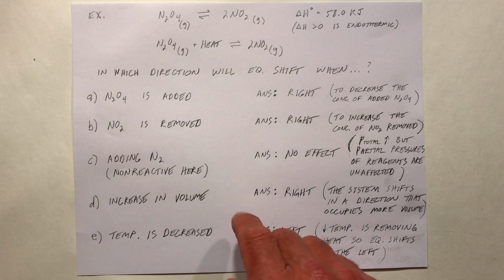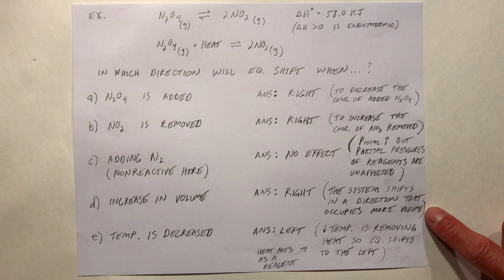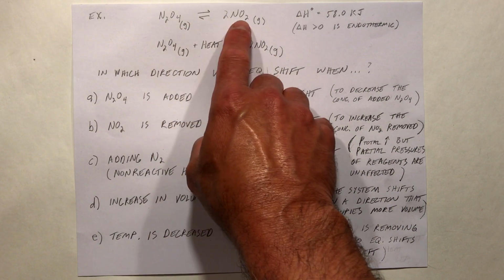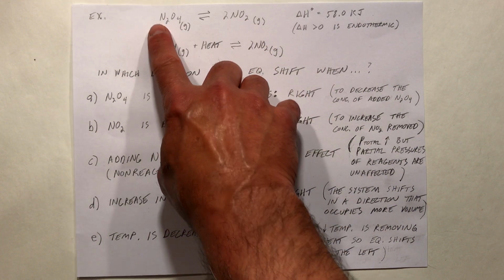Increasing the volume would shift the equilibrium to the right. The system shifts in a direction that occupies more volume when we increase the volume of the container. In other words, it will shift in the direction where there are more gaseous particles. And here we have 2 moles of gas, and here we have 1 mole of gas.